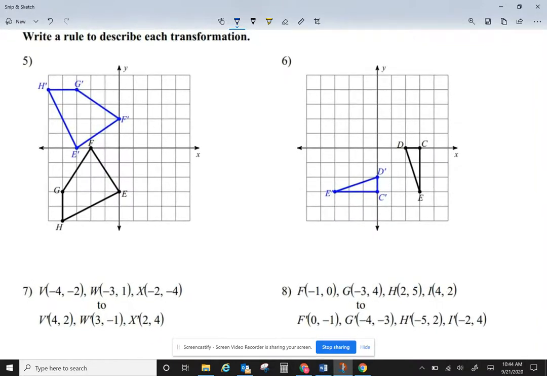So something happened here. We're dealing with rotation today, so rotation is going to happen. Now, tell me which rotation happened. We know we start with the black and finish with the blue. The way I know that is because the blue ones all have the little apostrophe: H prime, G prime, F prime, E prime. So the prime on each of my letters lets me know the blue came after.